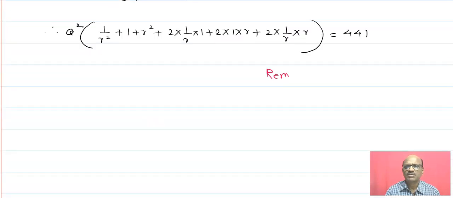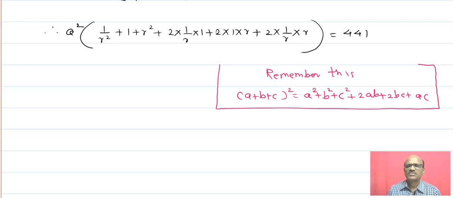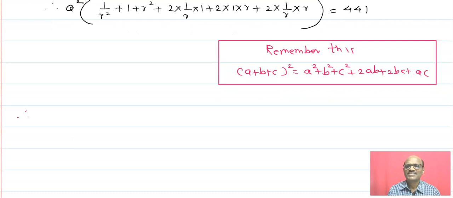Now I am writing this formula, remember this formula. (a plus b plus c) bracket square is equal to a square plus b square plus c square plus 2ab plus 2bc plus 2ac. There was a small mistake earlier; plus 2 times ac must be there.